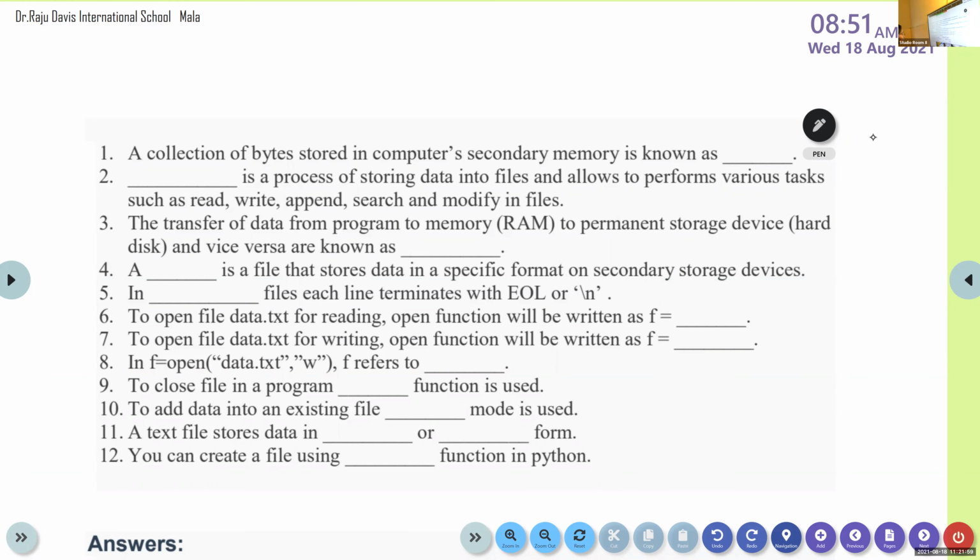The transfer of data from program to memory to permanent storage device and vice versa is known as what operation? Dash is a file that stores data. The file that stores data is known as? That is the answer of the fourth one. The file which stores data is known as dash. Anyway, this is familiar to you.